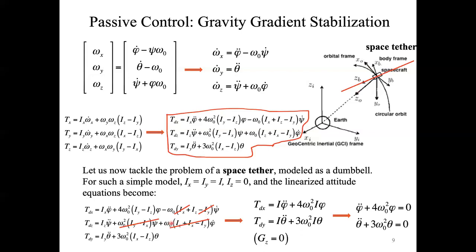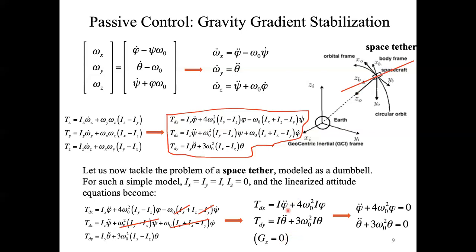And this is an important result because it's going to be valid also for spacecraft, because usually the moment of inertia along the z-axis is smaller compared to the others, for the reason that we are going to explain afterwards. So the first result here is that if we have a space tether with the axis aligned to the orbital y-axis, you don't have any control from the gravity gradient.